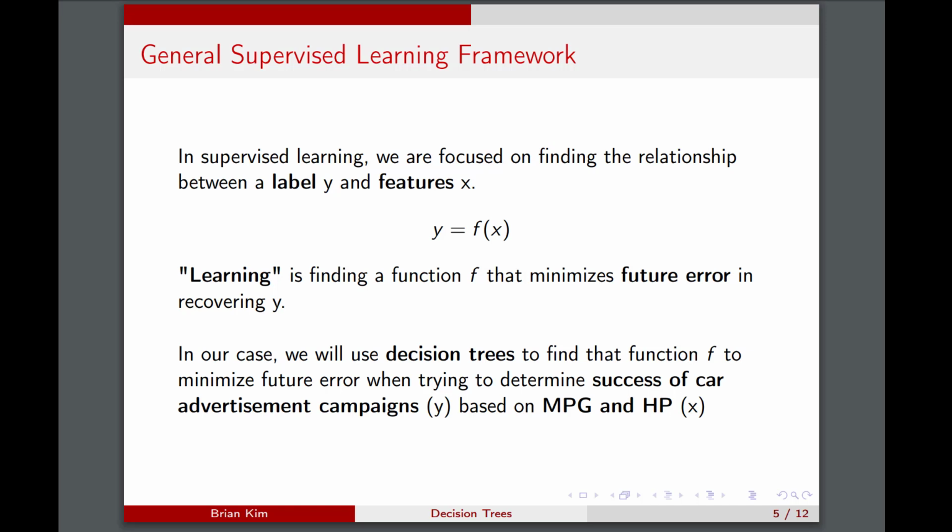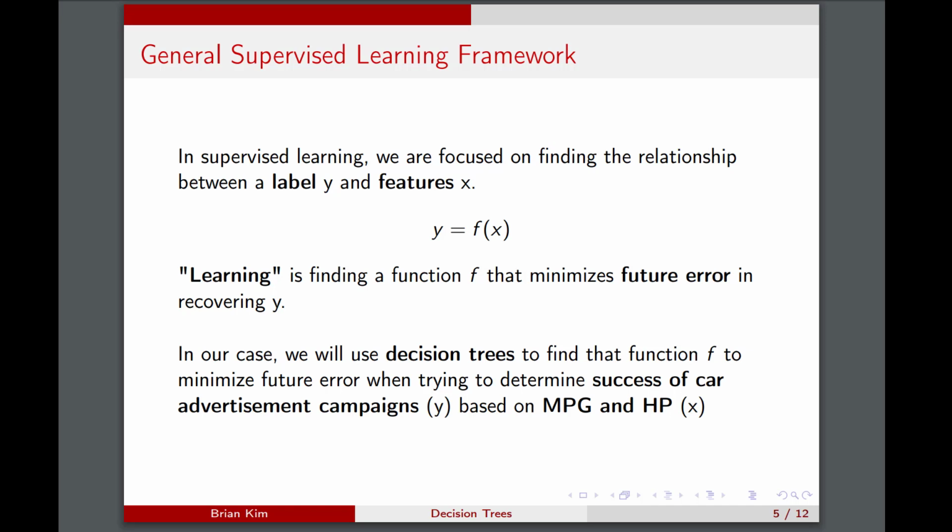And this future error is an important part. We'll get to this later, but what we want to do is make sure that the future error is as little as possible, not the current error, because we do know what happened already in the present and in the past. But what we don't know is the future. We want to make sure that we're minimizing that future error.